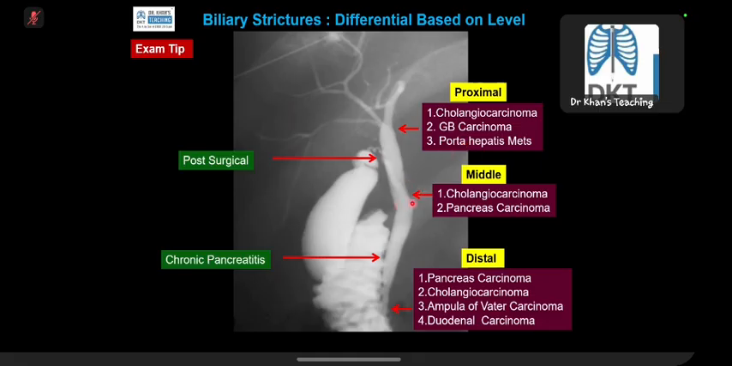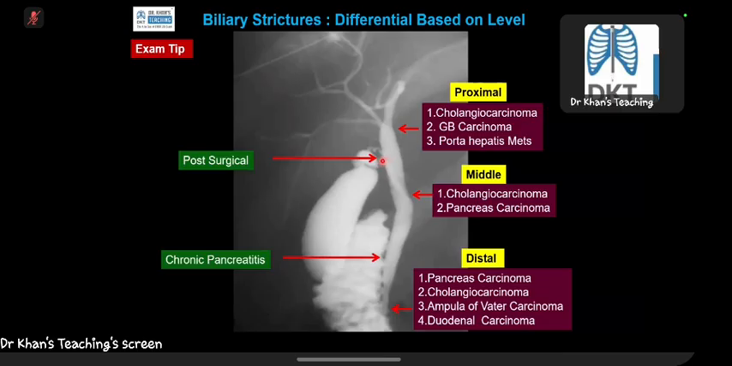If you see it in the middle, if you stretch your imagination, the pancreas is sitting somewhere here. So this can be a cholangiocarcinoma or a pancreatic carcinoma. Distal, this one: again pancreatic carcinoma, cholangiocarcinoma, carcinoma of ampulla of Vater, and a duodenal carcinoma. On the other hand, the benign ones are very black and white.